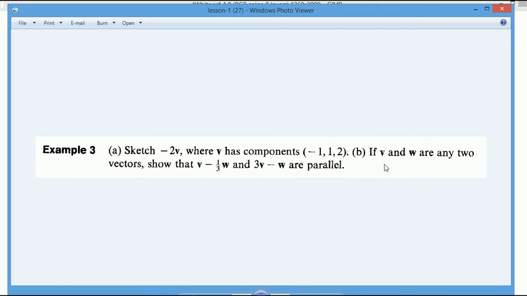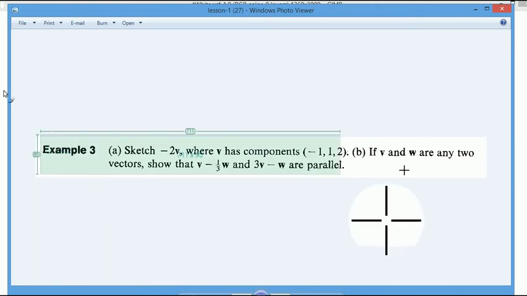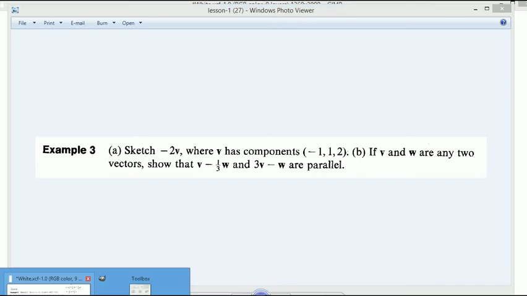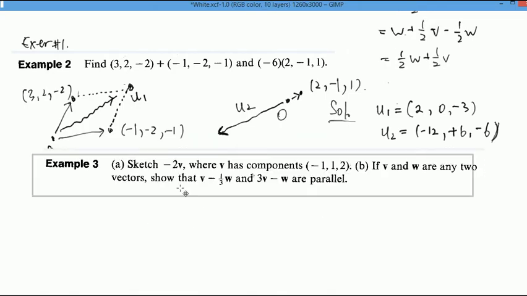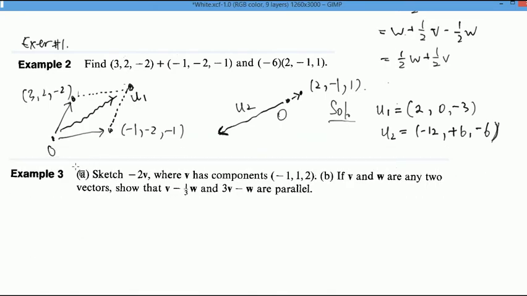Right, we're going to skip the sketching part and focus only on this part B. Right, this will be exercise number 2. If V and W are any two vectors in where? Three-dimensional space, since we're in that section. Show that V minus 1/3 W and 3V minus W are parallel to each other.